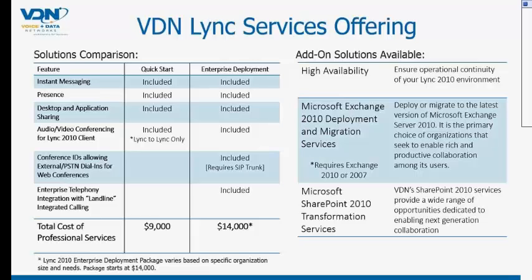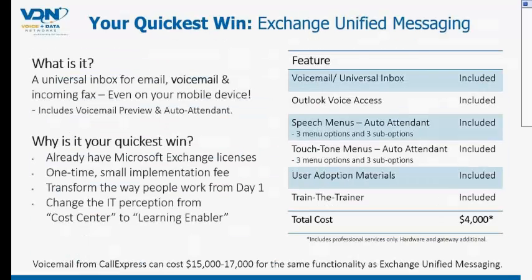And then a place where, if you're looking for a quick win, something truly transformative that will change people's lives and the way they work right away, Exchange Unified Messaging is the way to go. It gives you a universal inbox for email, voicemail, and fax, independent of mobile device, and includes voicemail preview and automated attendant features. Automated attendant features, both touch tone and speech activated, with support for 26 languages out of the box. All you have to do is have the licenses.